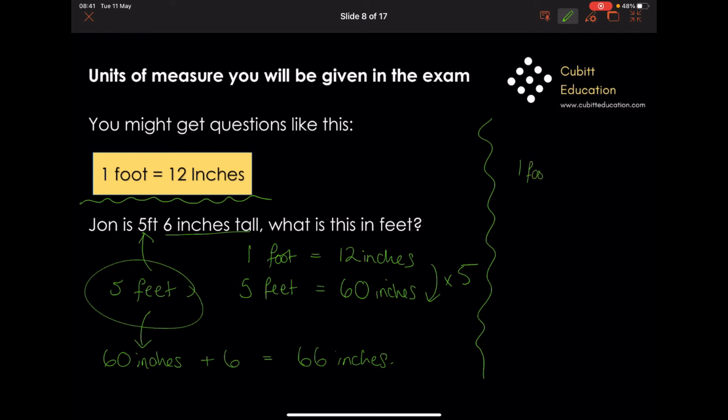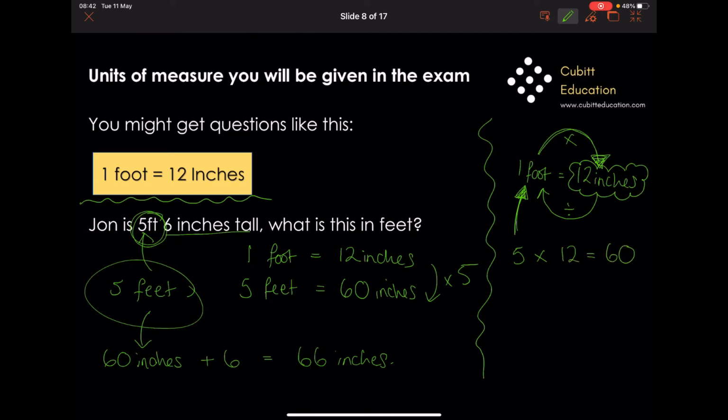So again, 1 foot is 12 inches. And we would draw our arrows in and do our times and divide like we did before. If I want to know what 5 feet are in inches, I'm on this side of my conversion. And I want to get to inches, which means I'm going to have to times. So I'd take my 5, which is in the question, and I would times it by the conversion factor, remember, which is always on that side. And that is 60. If this was on the calculator paper, then obviously you can use the calculator to do that.